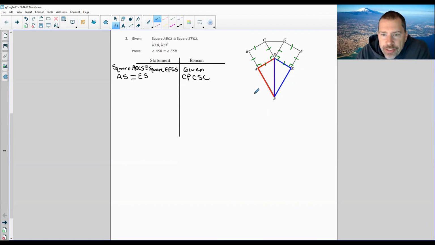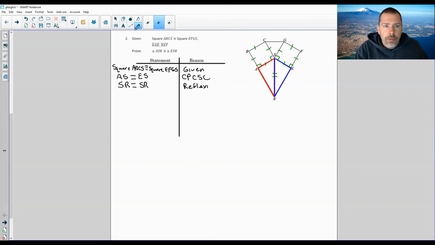Alrighty, so there we have it. So now we have one side of a right triangle. The next thing I'm going to do is say that SR is equal to itself. So if you can see here, they share this side. SR equals SR, and that is the reflexive property. Okay, so we have this and we have this. I just need to say that that's a right angle and we're done.